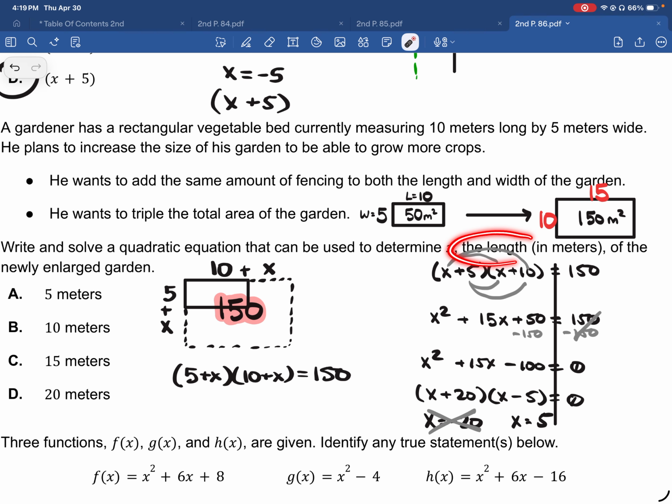The question was, what is the length? The original length was 10. The new length is 15. The correct answer is 15. One thing I want to caution you about here.